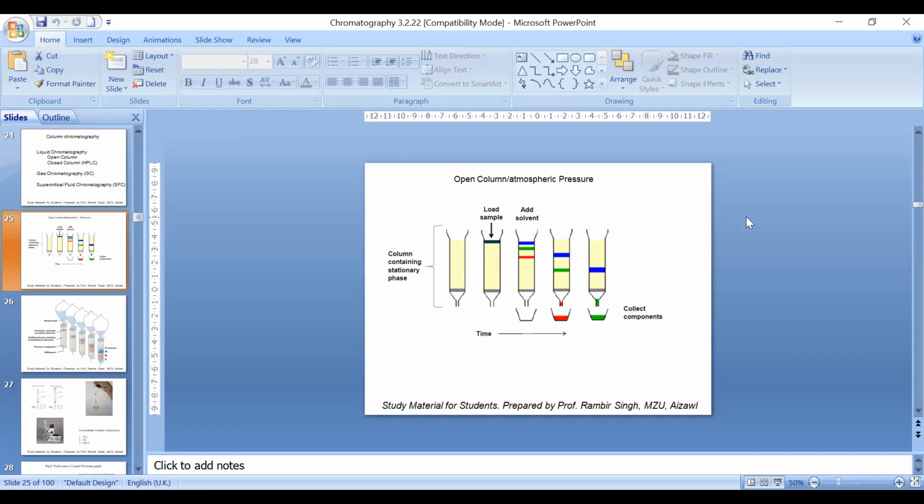You have worked on HPLC. You might have observed when you were doing some experiment. What is the normal pressure you can see? The pressure you can see in the column. Do you remember?